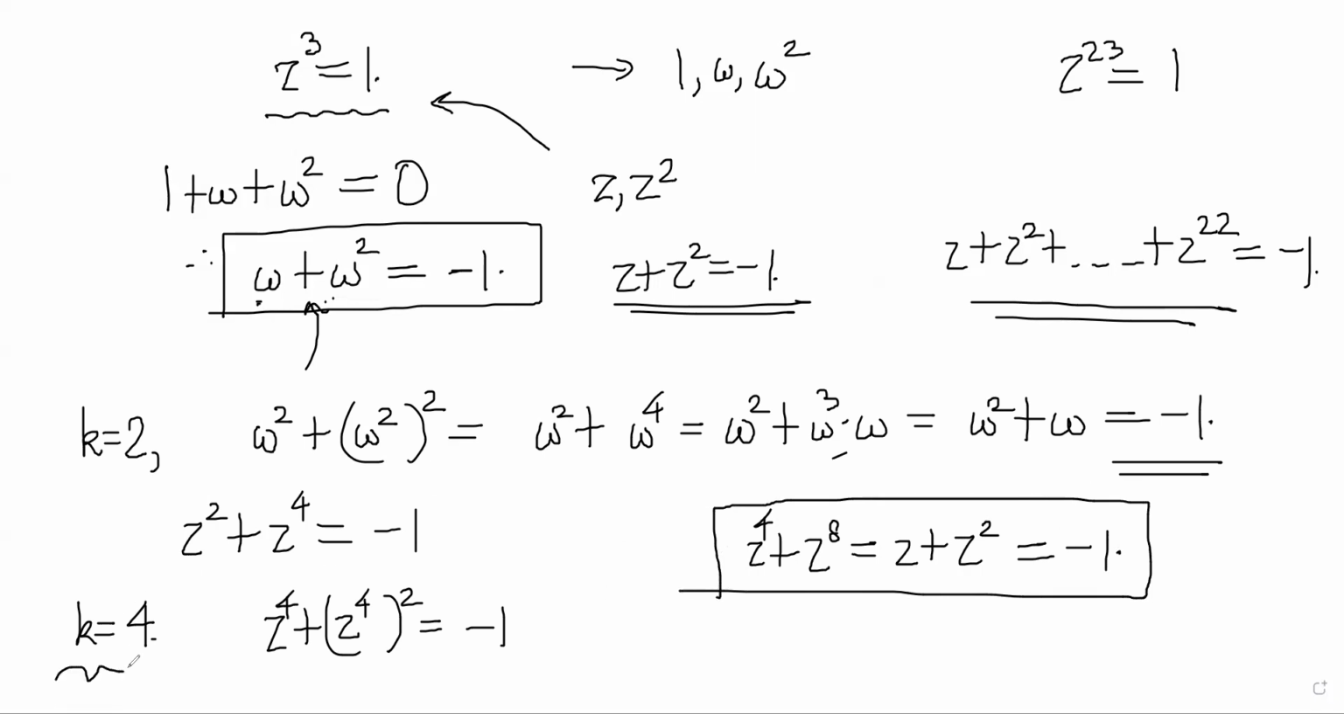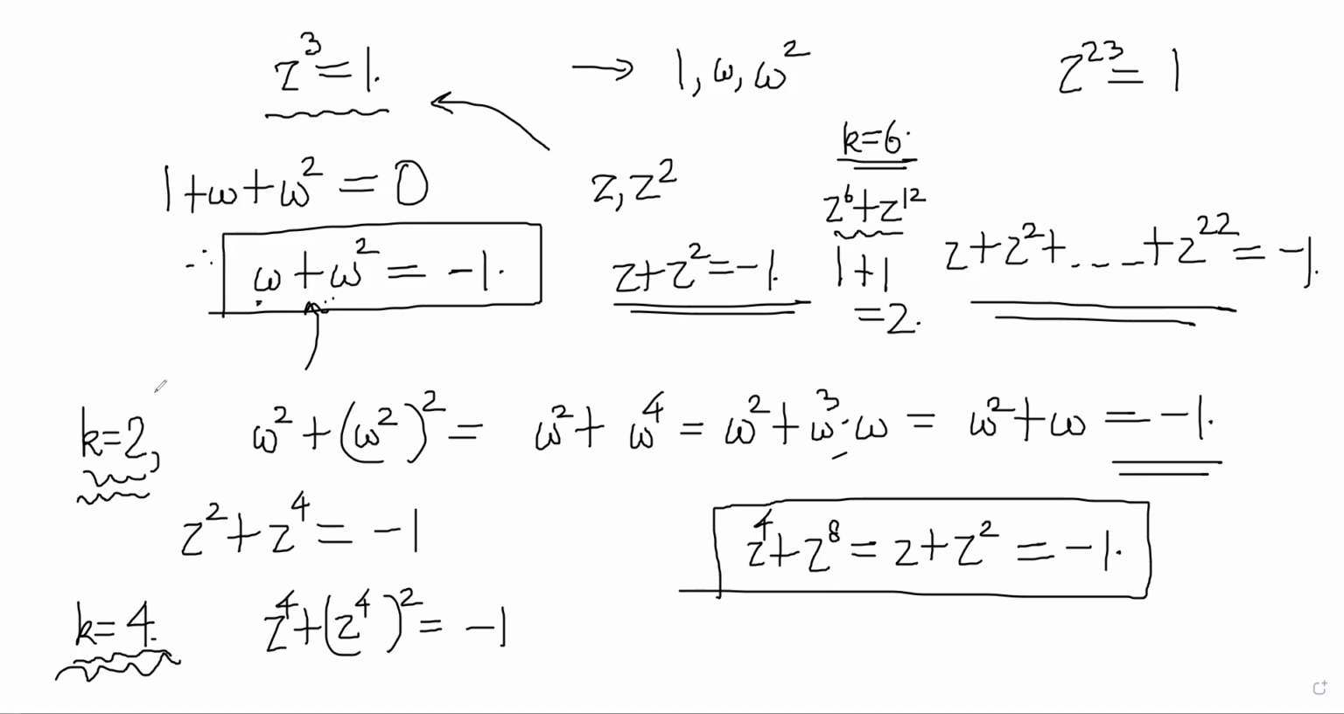So as long as k is not a multiple of 3. If k was a multiple of 3, for example, k is 6, then what is z power 6 plus z power 12? Notice that in this case, since z power 3 is 1, this is 1 and this is 1, it is equal to 2 and not minus 1. So the only case this property doesn't work is when k is a multiple of n.